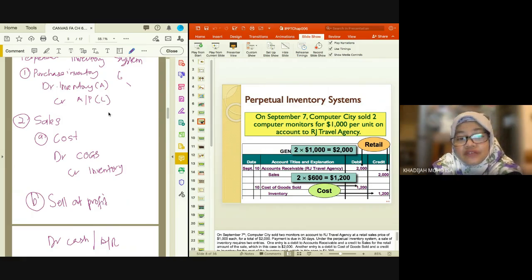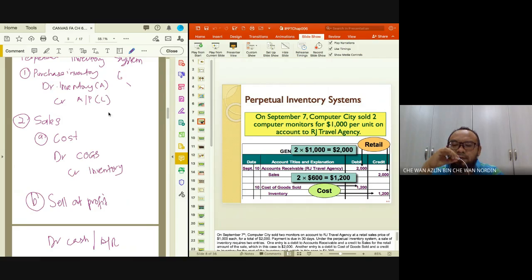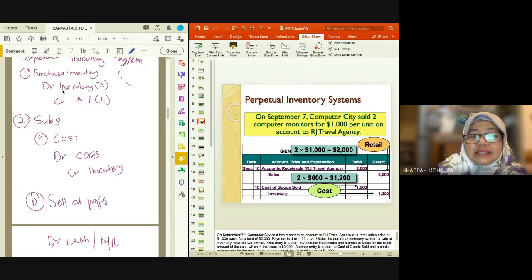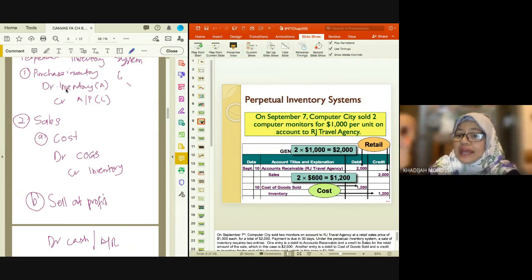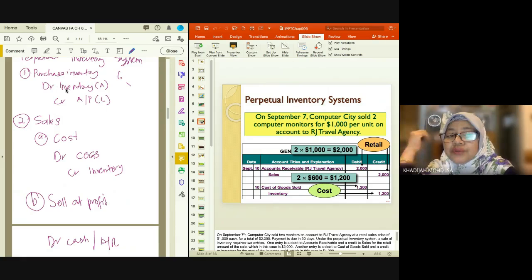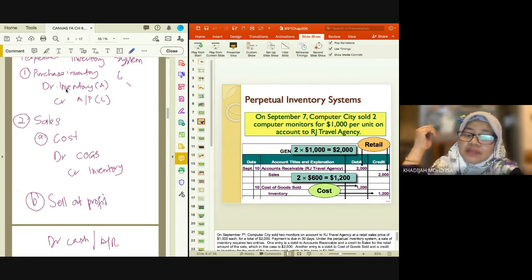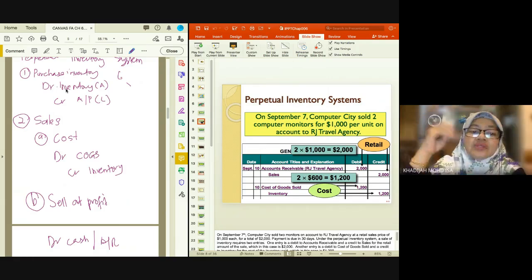The first part is cost. That's why it is called cost of goods sold. How much is the cost of the goods that you sell? You have to record that at cost. And inventory, 1,200. When you purchase the inventory above, you purchase at cost, and you record the inventory at cost too, right? So your inventory will always be at cost.